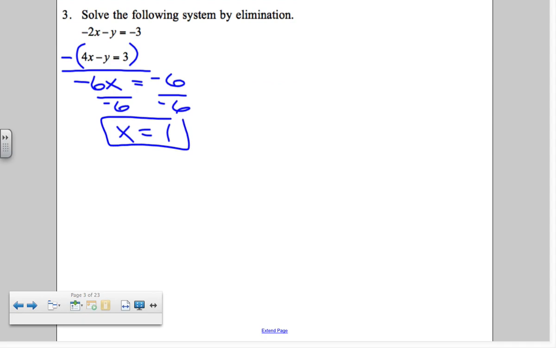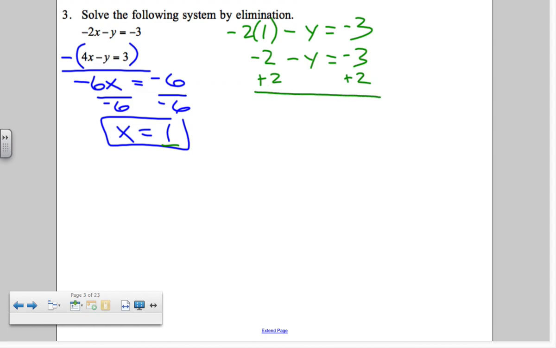So now to find y, I'm going to substitute that 1 in place of x into one of the equations. So I will choose the top equation. You get negative 2 minus y equals negative 3. Add 2 to both sides of the equation, you get negative y equals negative 1. So to get rid of the negative, you divide by negative 1, and you get y equals positive 1.